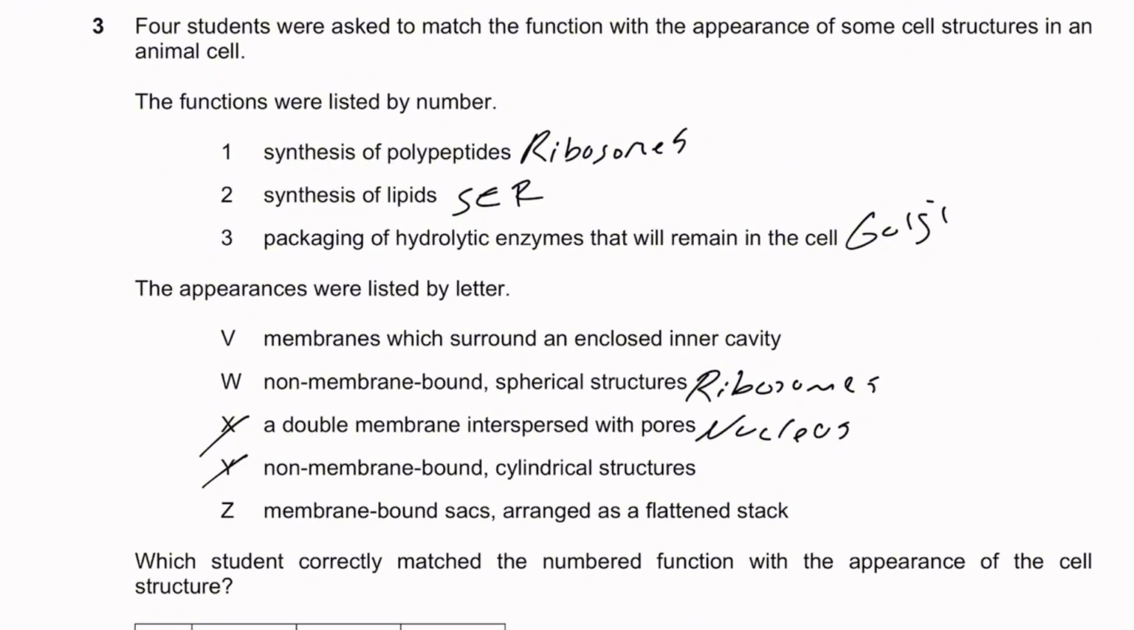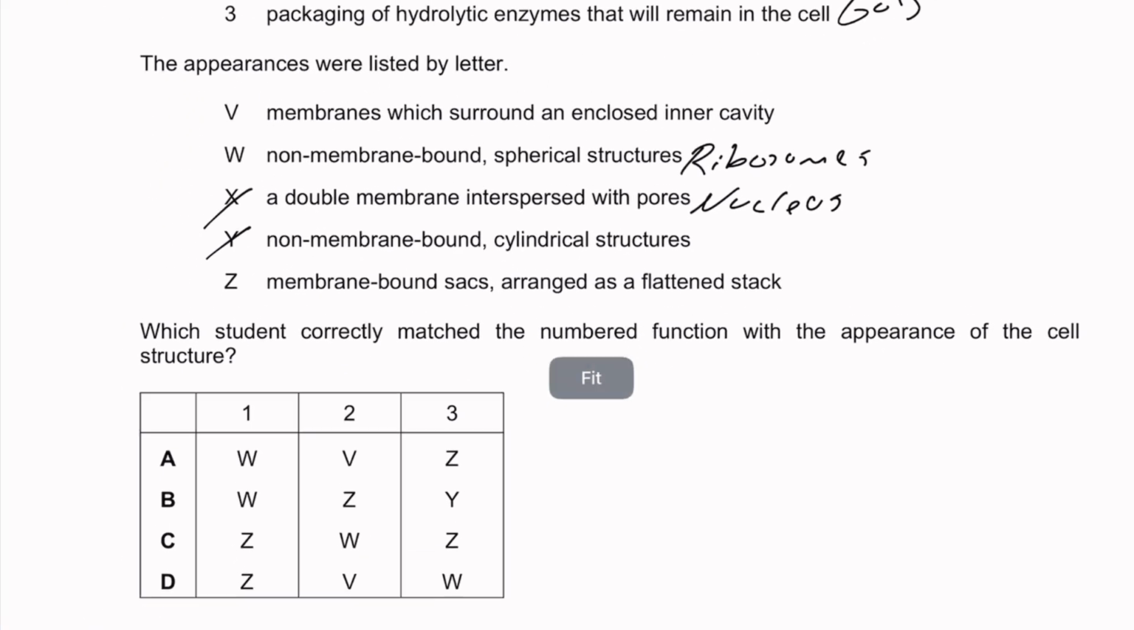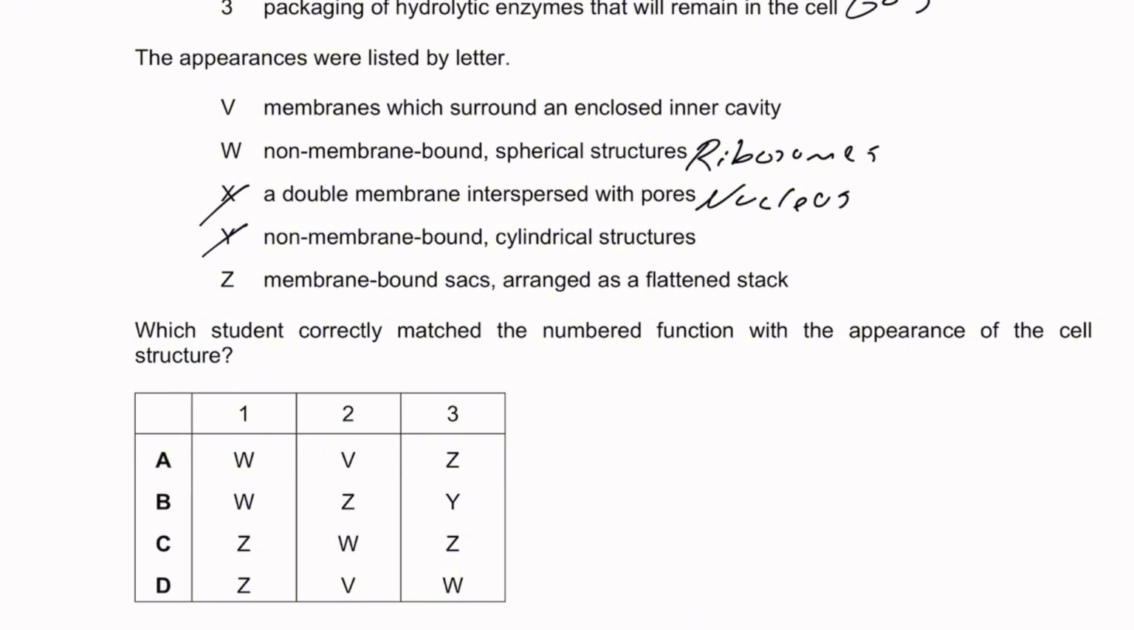Membrane-bound sacs arranged as flattened stacks. So let's see our options here. It has to be between V, W, and Z. Here it says 1 is either W or Z. So non-membrane-bound circle structures or membrane-bound sacs. It's definitely not membrane-bound sacs. The ribosomes are W, so it has to be between A and B.